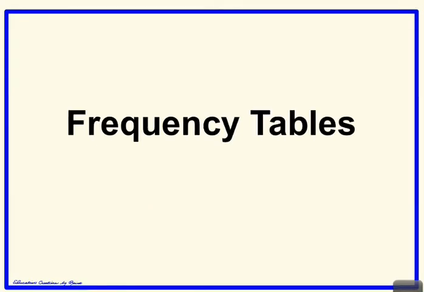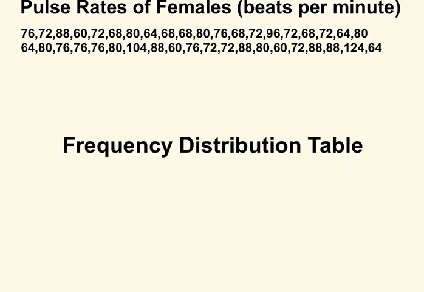When working with large data sets, it's often helpful to organize and summarize the data by constructing a frequency distribution table. The frequency distribution table helps us understand the nature of the distribution of a data set. And we're going to start by looking at a set of values. These are pulse rates for females in beats per minute. And we're going to create a distribution table from this data.